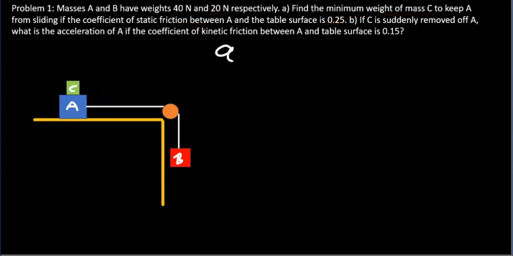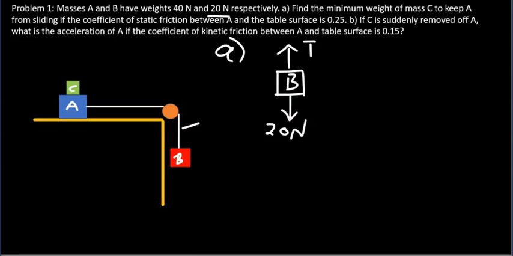So let's do part A first. None of the objects are moving. So let's do the free body diagram for object B. The forces acting on object B are as follows. The first of all is its weight. We know it's 20 newtons. That's given right there. And then you have this tension from this cord or that string.